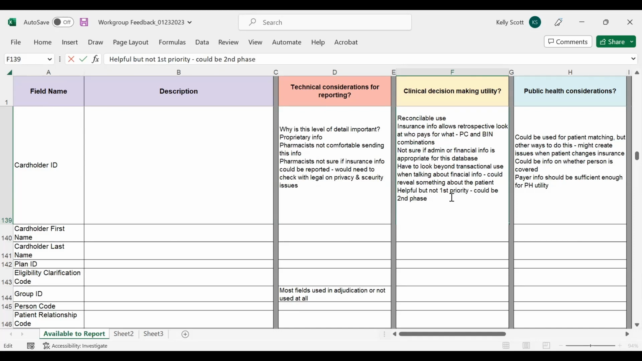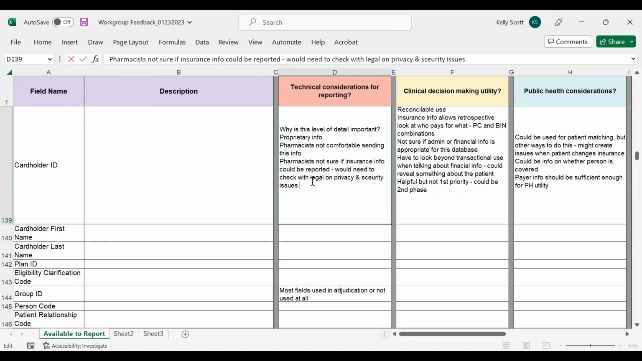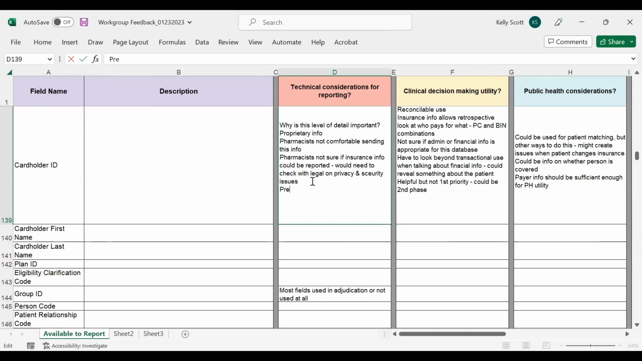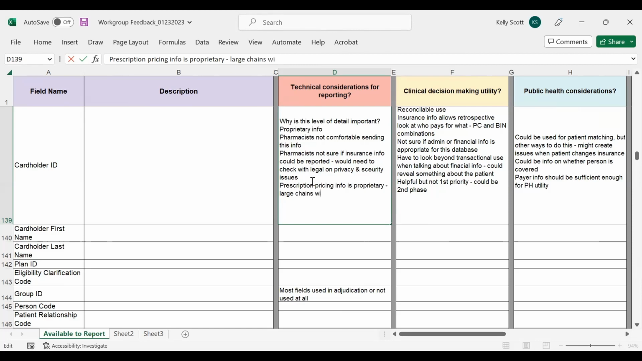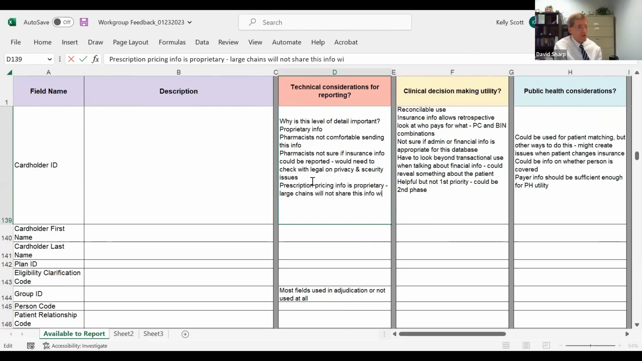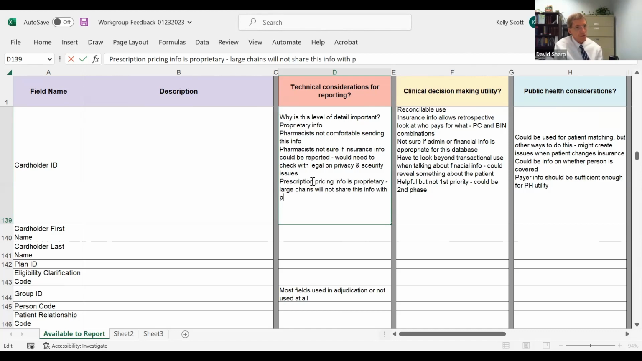Okay. I will just tack onto that: prescription pricing information is proprietary, and I couldn't imagine the large chains and mail order pharmacies sharing that information with a public database. Yeah, I hear you. So Kelly, if you want to just mark these fields as such, let's continue onward. I think we have more than enough information here.